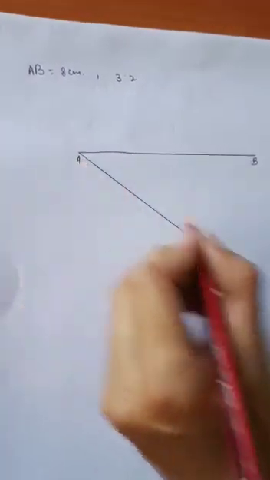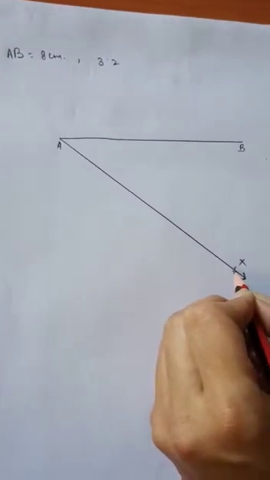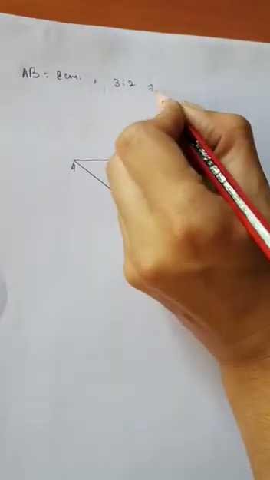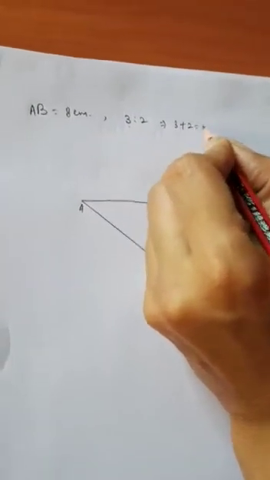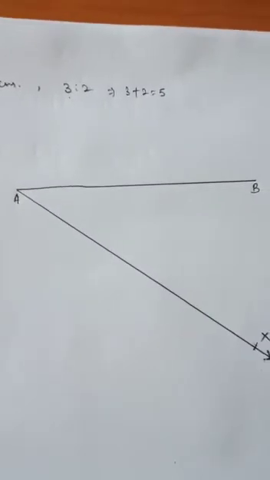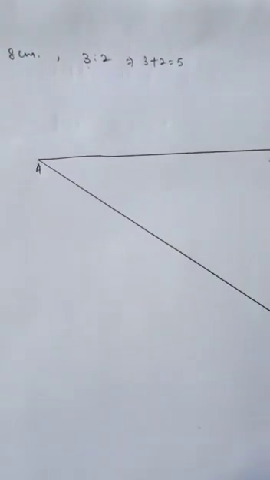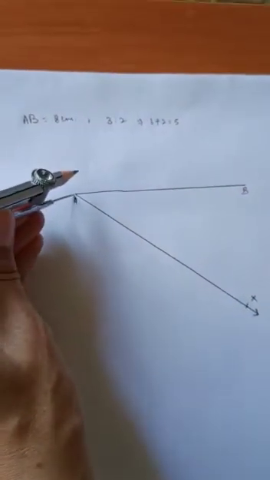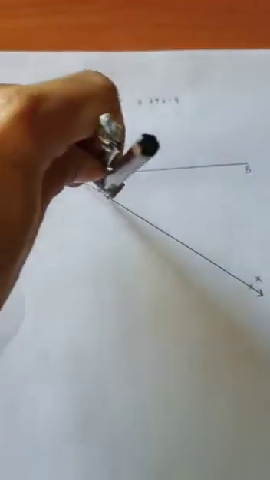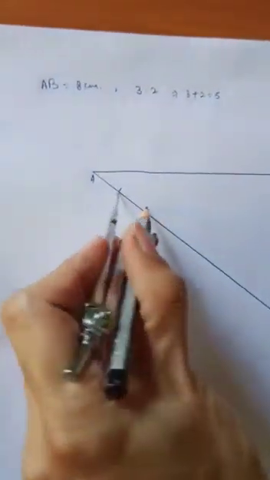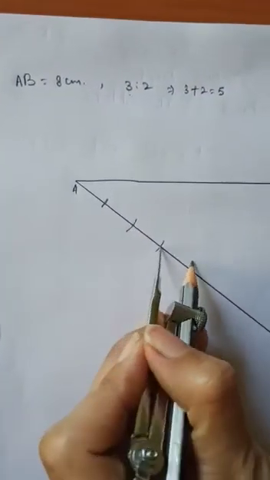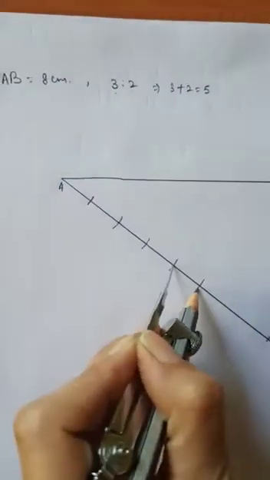Then we will divide AX into equal parts such that the number of equal parts is the sum of the given ratio. The sum of the given ratio is 3 plus 2 is equal to 5. So here there will be 5 equal parts. We will open the compass as much as is convenient. Then we will mark the points. So the first point is this one, then here will be the second point, third one, fourth, and this one is fifth.